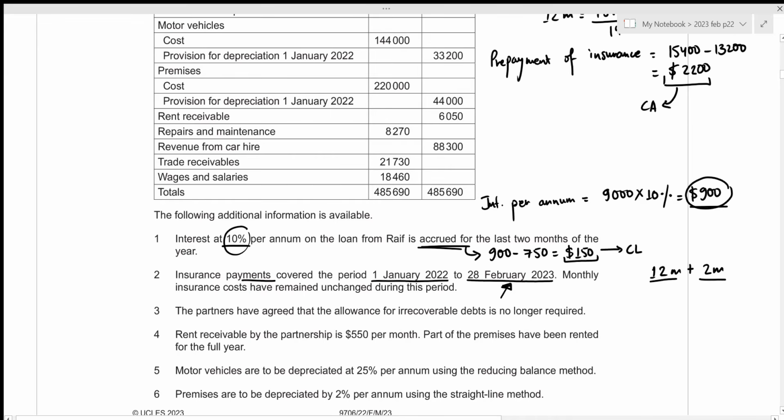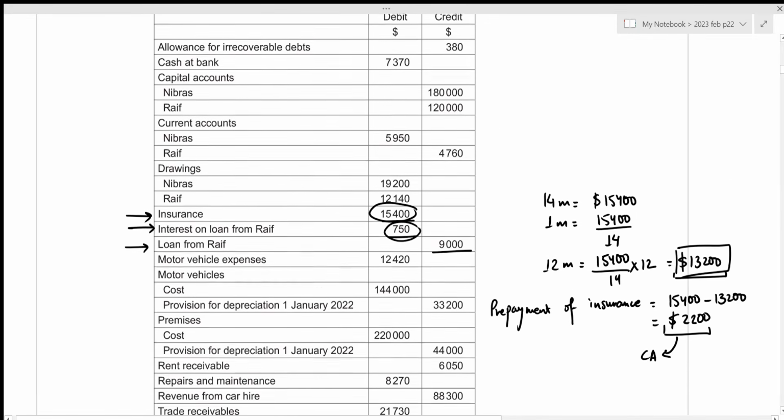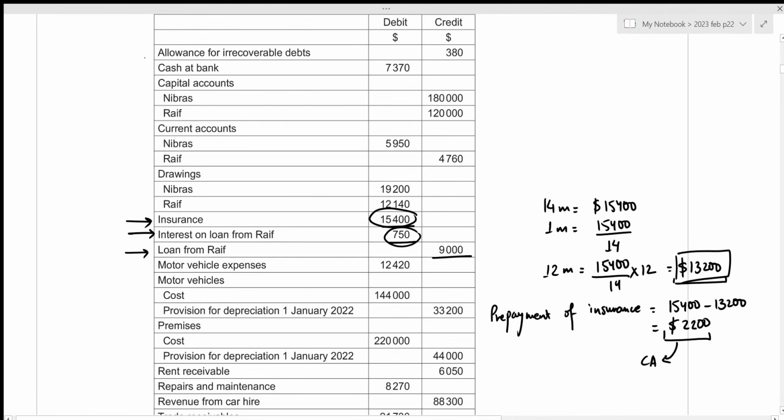Alright, now for the third one, the partners have agreed that the allowance for irrecoverable debts, which is a new term for our provision of doubtful debts, is no longer required. Alright, so we can see that we were given the allowance for irrecoverable debts right here. And this is our opening balance of allowance. And now we are told that the allowance for irrecoverable debts, which is our closing balance, is no longer required. So that is just going to be 0, right? And in cases of provision for doubtful debts, we just used to compare our opening balance with our closing balance and see if there was an increment or a decrement. In this case, our opening balance is 380, whereas our closing is 0.